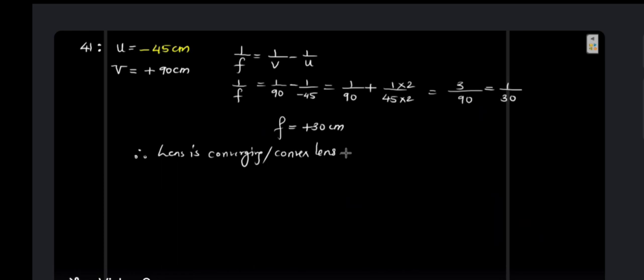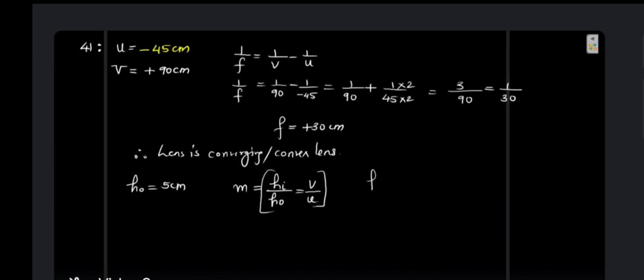The second question is, what is the size of image if the size of the needle is 5 centimeter? So size of object is given to us as 5 centimeter. So we know the magnification formula is size of image divided by size of object, which is equal to V upon U for a lens. So I can use this relation.